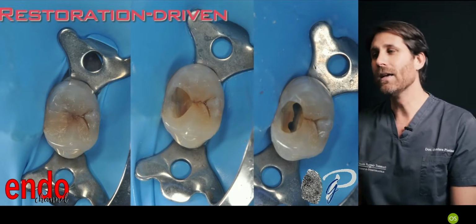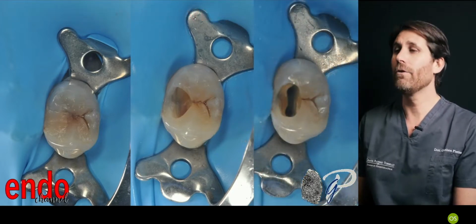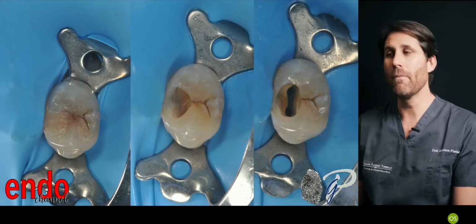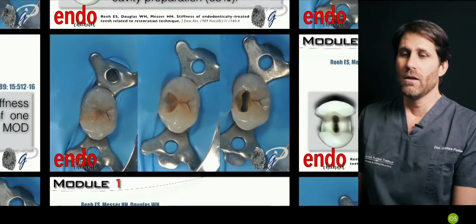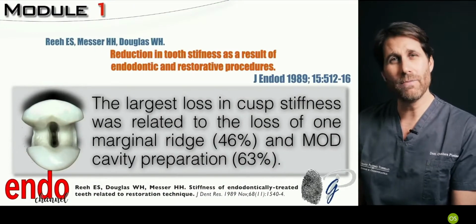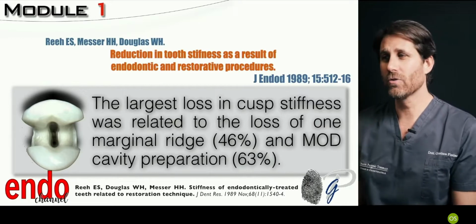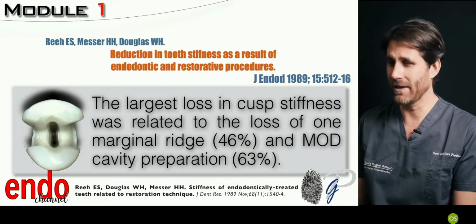while maintaining as much as possible the sound tooth structure. This will increase the resistance of the tooth and permits you to restore the tooth with a more predictable restoration, even a direct restoration. Because, as we have already mentioned, the largest loss of cusp stiffness is related to the loss of one marginal ridge or both marginal ridges.